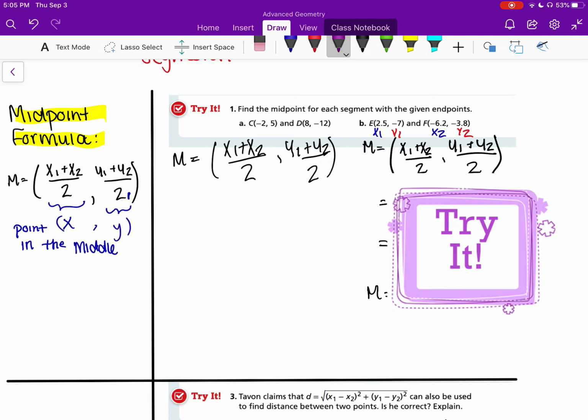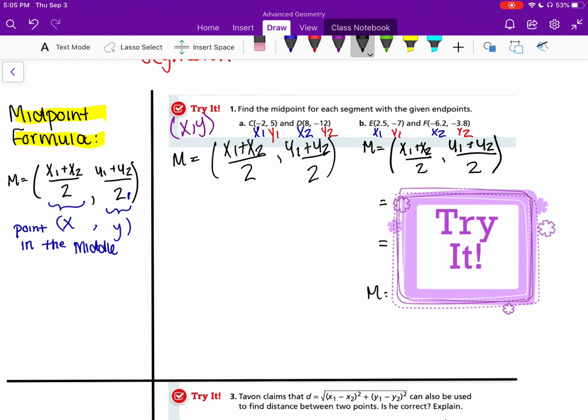The next thing I want to review is reminding us that a coordinate is x comma y, and let's label our x's and our y's. So x1 just means the first x coordinate, which here is -2, and that means that our second x coordinate is 8. y1 and y2 are similar in that way. Our first y coordinate is 5. Our second y coordinate is -12.